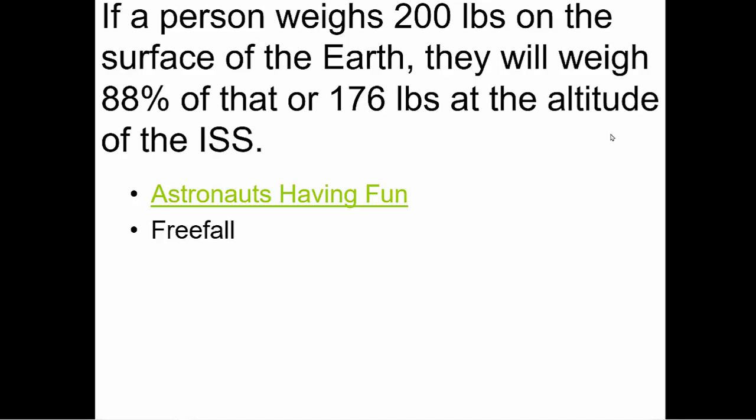They're falling toward the surface of the Earth. They just happen to be going sideways fast enough so that they don't get any closer to the surface of the Earth. And we'll consider orbits here in a little while, probably in a future video.